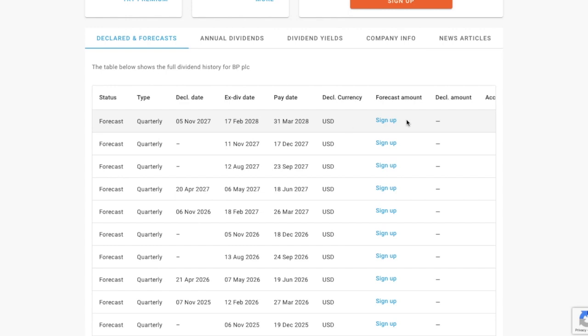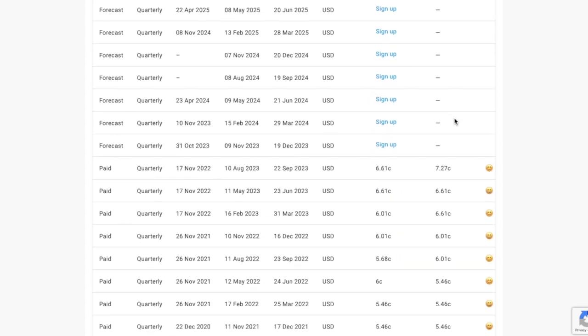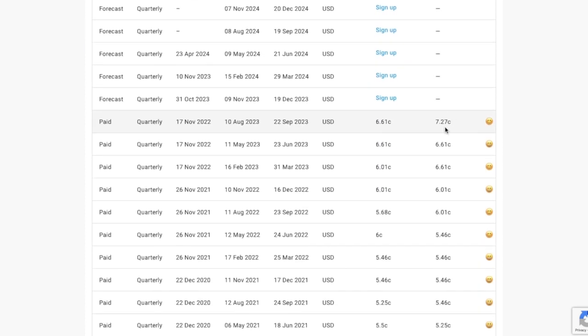The forecast amount is how much it's expected that they will pay. I'm honestly not 100% sure if it's the company's forecast or analyst forecast. I'd assume it's the company's, based on previous history. But this is just what they're planning on paying. It's what they said they will pay. Obviously, if circumstances change, they won't. But the declared amount is per share. So if I scroll down a little bit, we can see 7.27 cents per share. So if you have 100 shares, you can multiply this by 100, and that's a rough estimate of what you can expect from BP on the payment date.